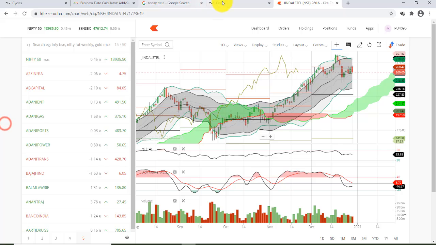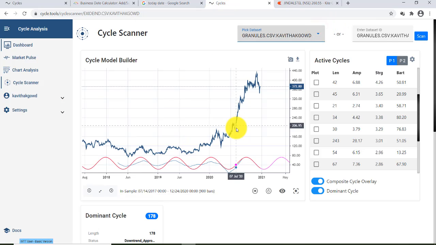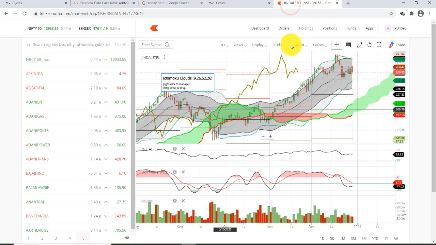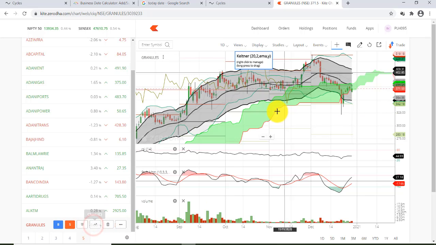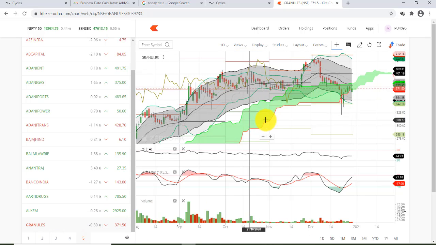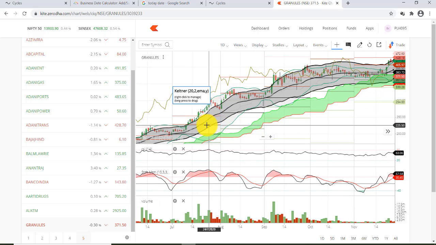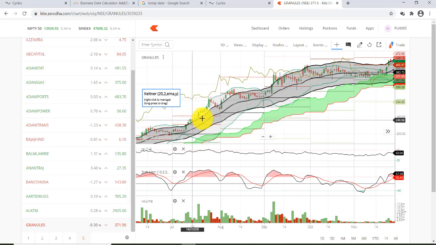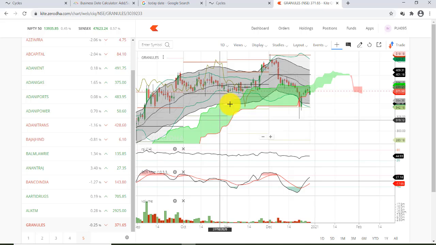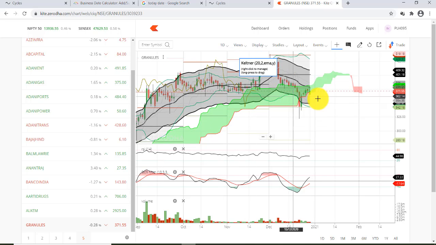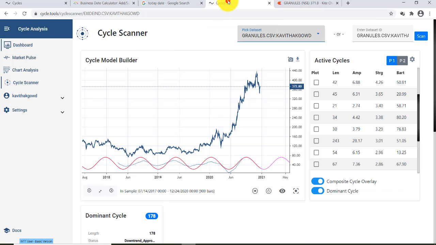And another one we have seen, Granules. Let's take 7th July, from 7th July onwards. Granules. See, from 7th July onwards it has been above the clouds only. So we can consider an entry in Granules too.